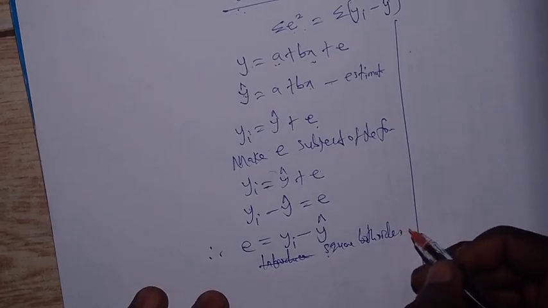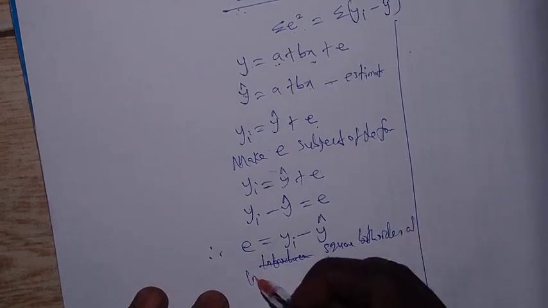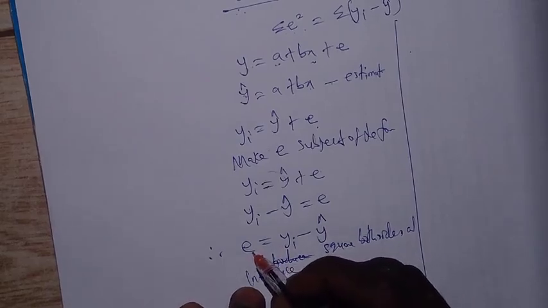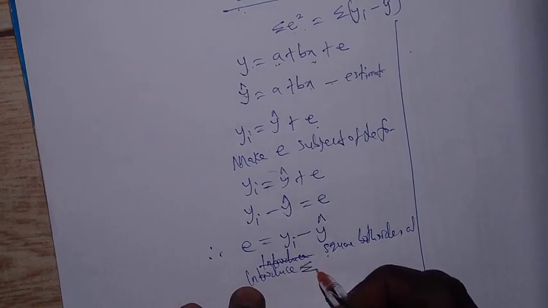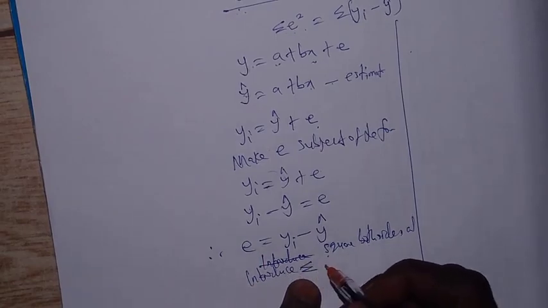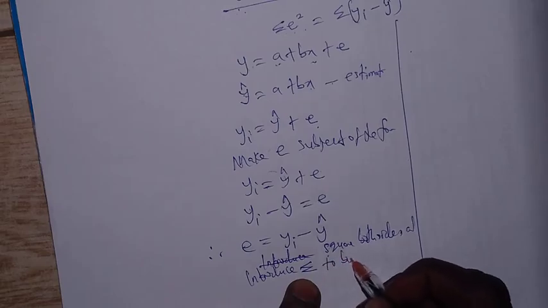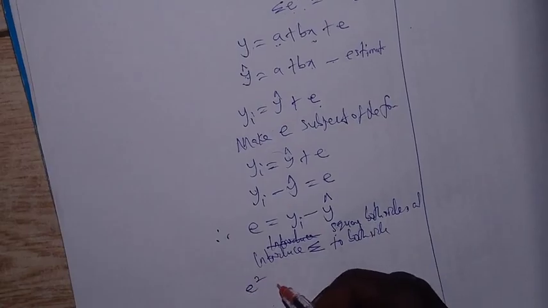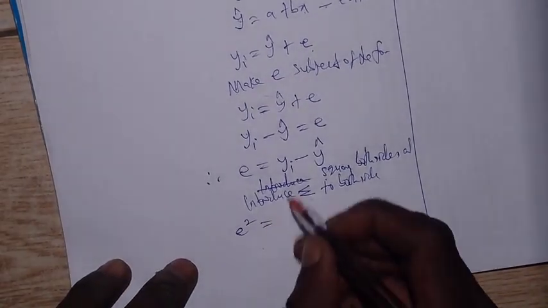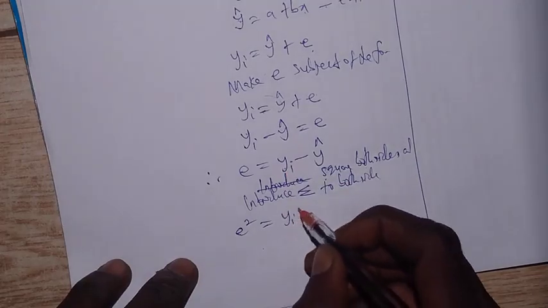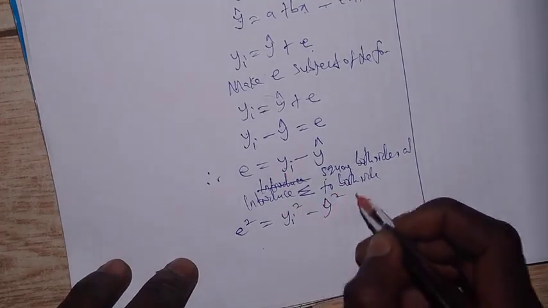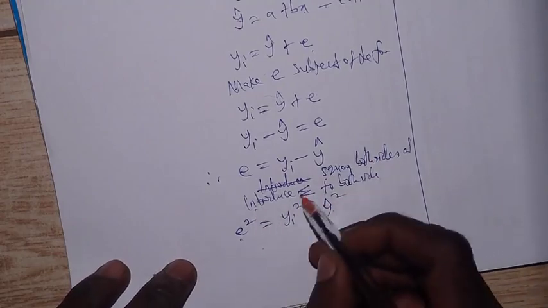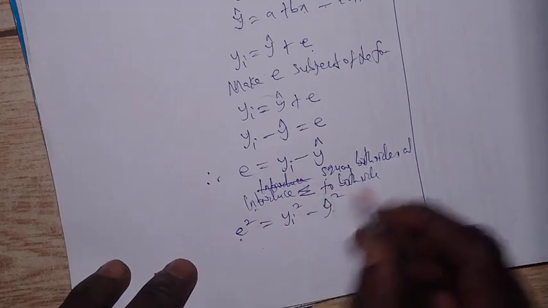You square both sides, then introduce the sigma sign, that is summation, to both sides of the equation. First, let's square both sides. E squared is equal to yi squared minus y cap squared, right? You've squared both sides. Now let's introduce sigma, this summation sign, to both sides.